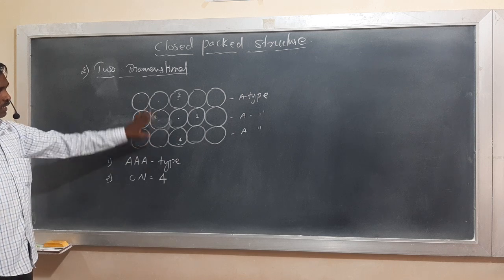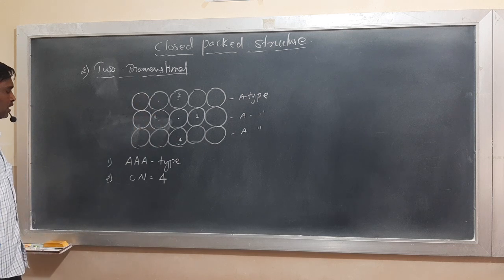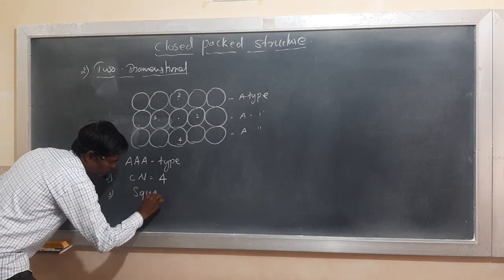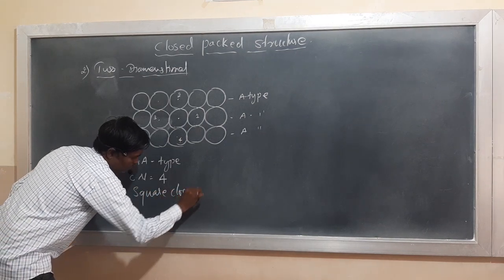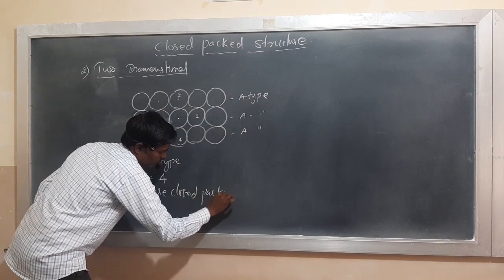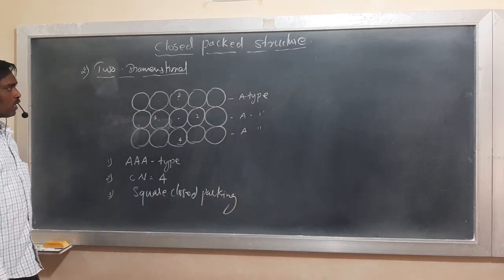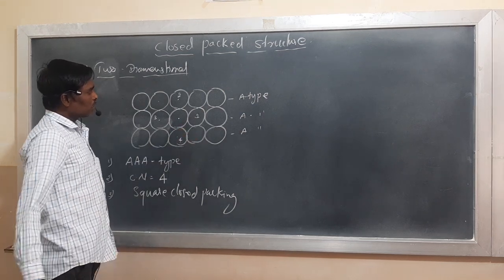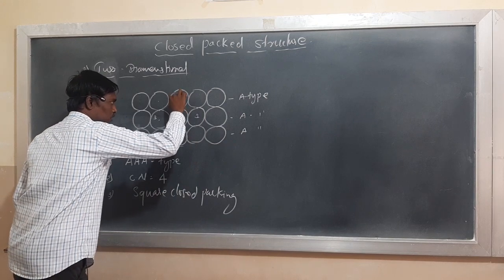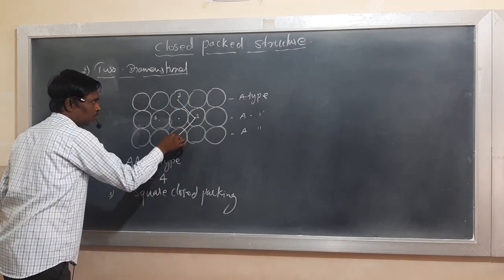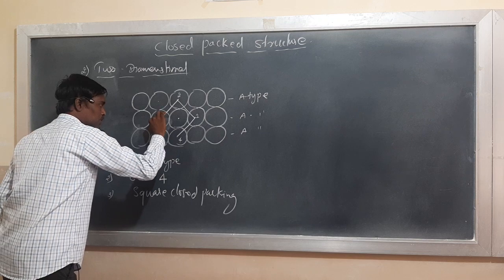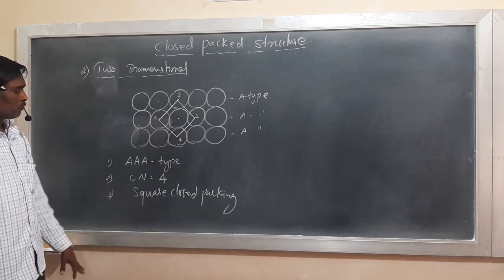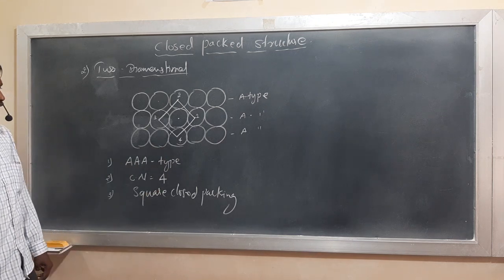And this type of arrangement is named square close packing. It is called square close packing because when I join the centers of all these neighboring atoms, it forms a square-like structure. Therefore, it is called a square close packing arrangement.